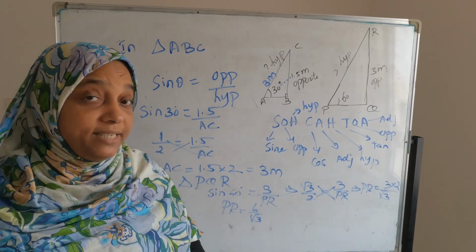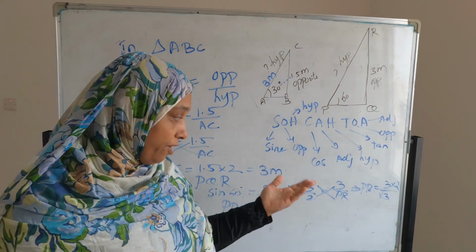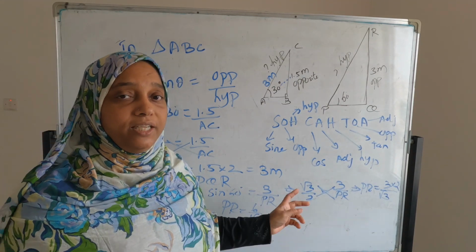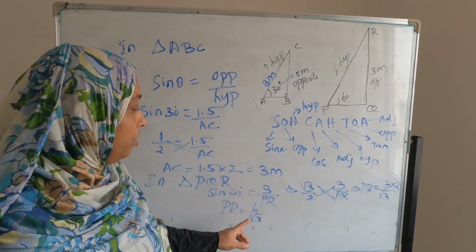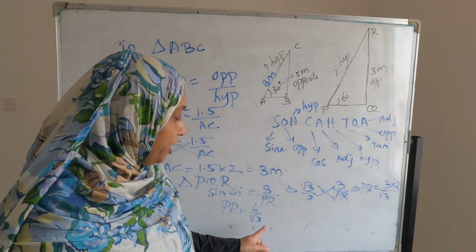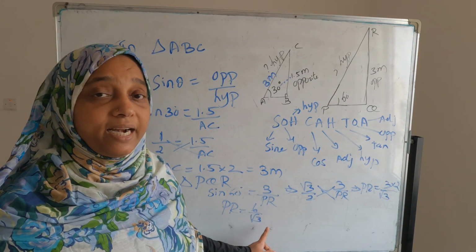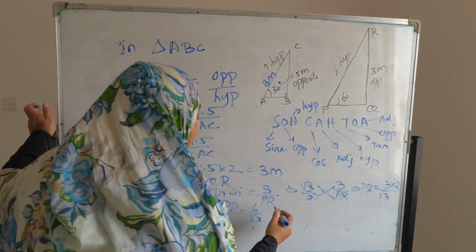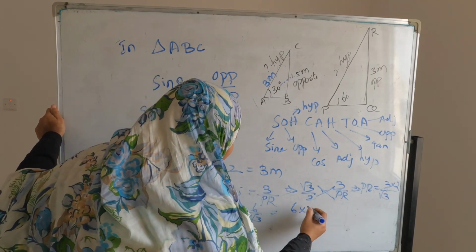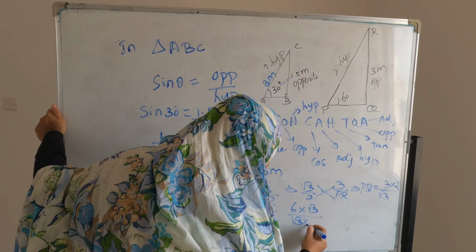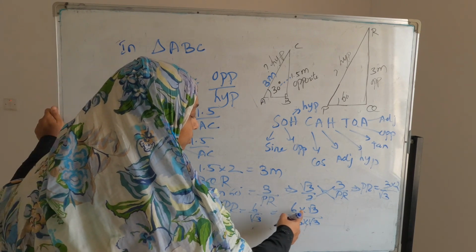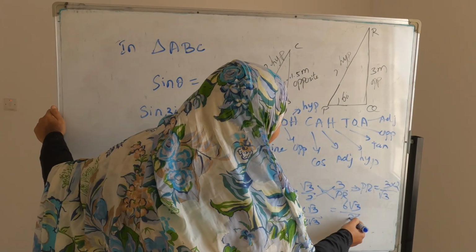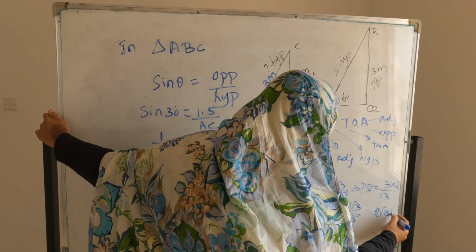If you leave it like this, they may take half a mark from your marks. If it is no problem you can leave it here, but doing rationalization is good for us; it will give you full marks. Rationalization: the denominator root 3 is an irrational number, so multiply root 3 up and down to get a rational number. Now you get 6 root 3 by root 3 into root 3, which is 3. Cancel it, and it will be 2 root 3 meter.